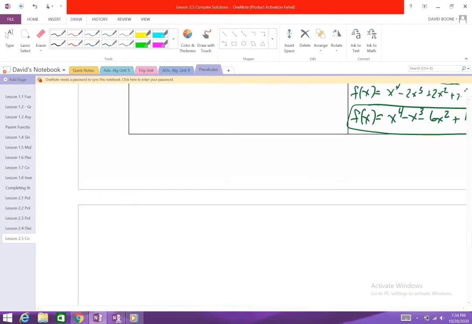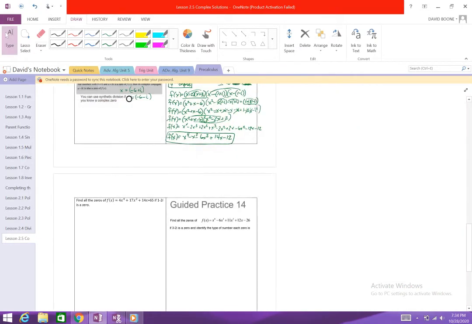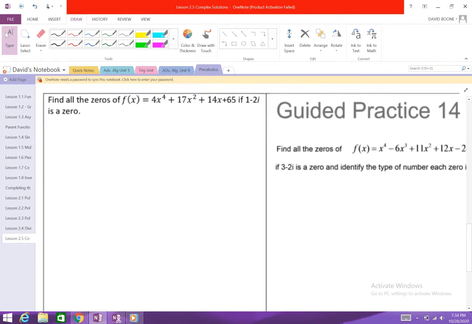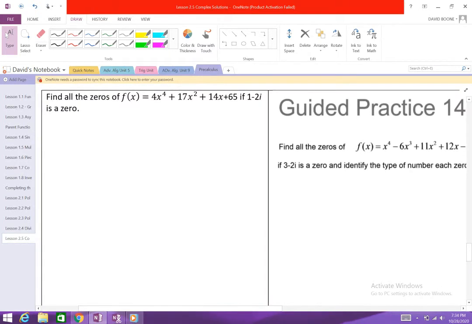The question here says we want to find all the zeros. And again, we're doing this without graphing. And even I'll tell you, from the graphing, you're still not going to be able to find those imaginary ones, those complex roots or complex zeros. Because you can see here, we've got a complex zero. We're going to have a total of 4 zeros here because of the degree of the polynomial.